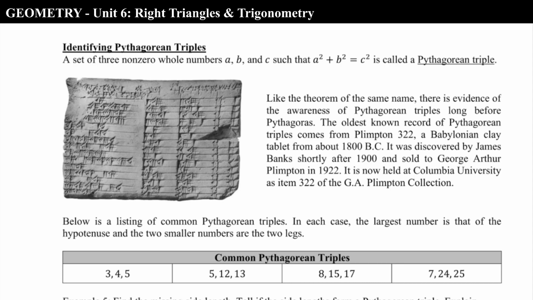Here's a listing of some of the Pythagorean triples. In each case, the largest number is that of the hypotenuse, and the 2 smaller numbers are your 2 legs. So you've got a 3, 4, 5. That is one of the more famous Pythagorean triples. That's the simplest Pythagorean triple that you can have. You also have 5, 12, 13.